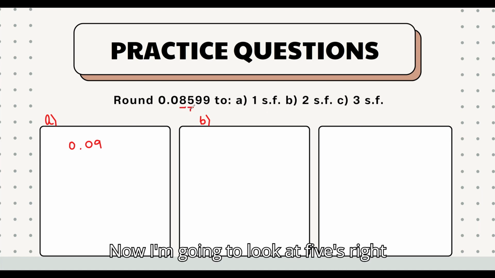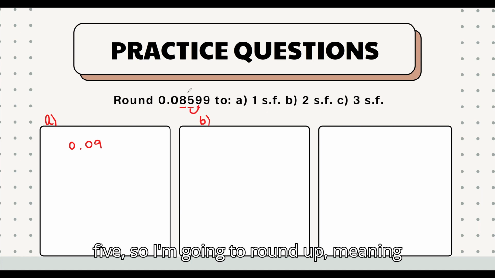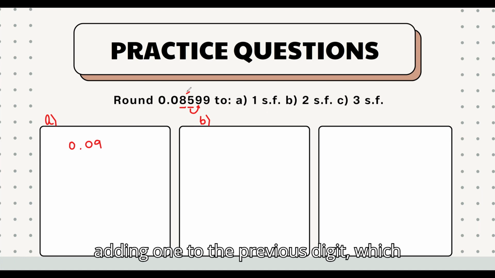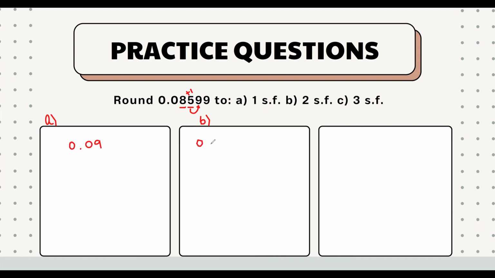Now I'm going to look at 5's right, where I have 9. 9 is greater than 5, so I'm going to round up, meaning adding 1 to the previous digit, which is 5. So my answer is going to be 0.086. 5 plus 1 is 6. Moving on to part C.